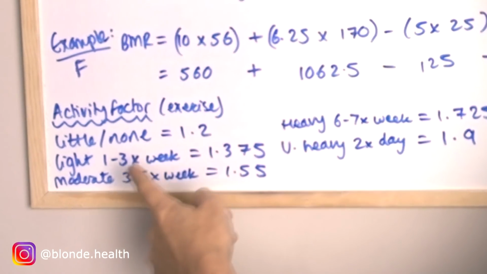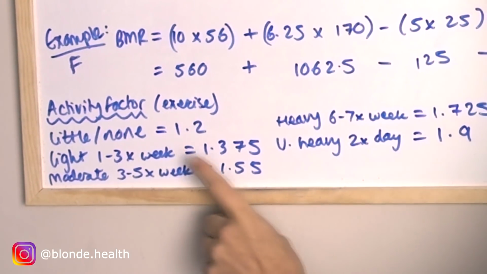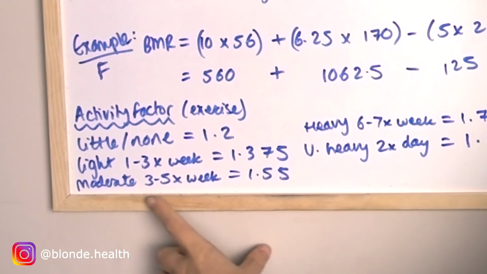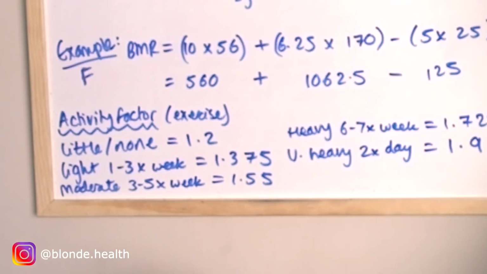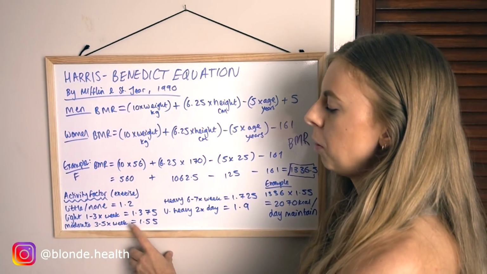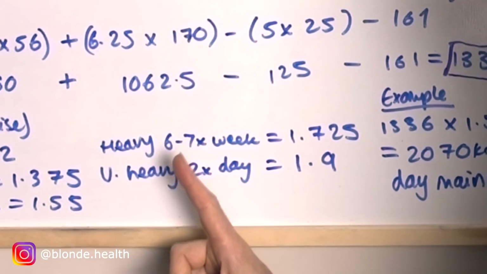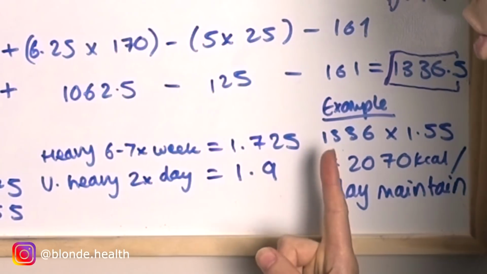So the factors are, for little to no exercise every week, it's going to be BMR times 1.2. For light exercise, this could be 1 to 3 times per week, it will be BMR times 1.375. For moderate, which is about 3 to 5 sessions a week, so let's say on average these sessions are about an hour, that could be BMR times 1.55. For heavy exercise, which could be 6 to 7 times per week, this would be 1.725.